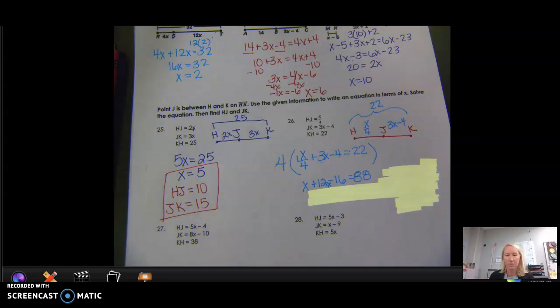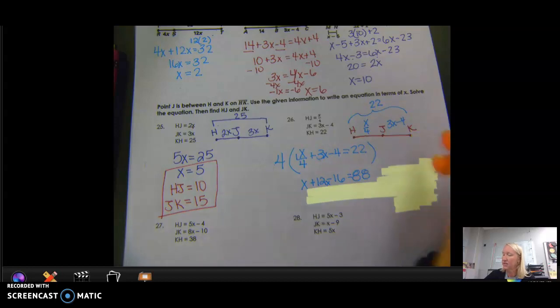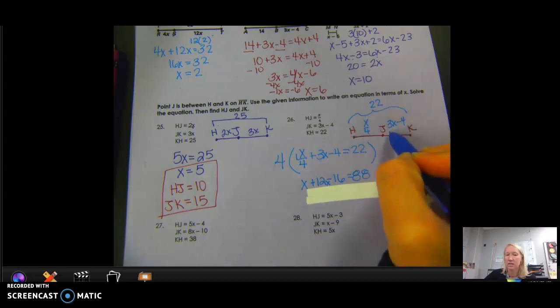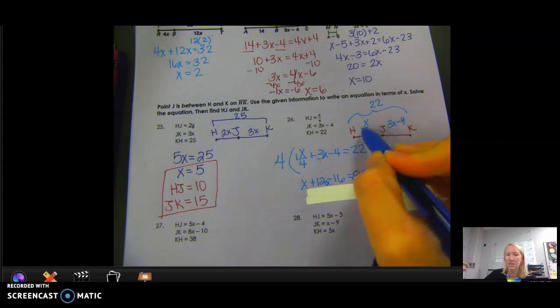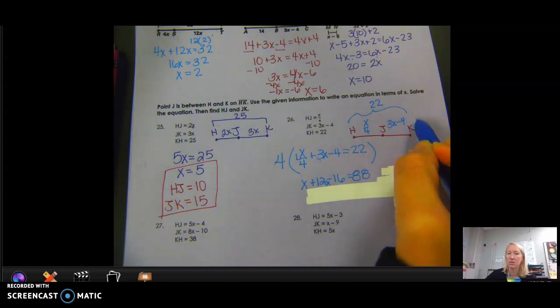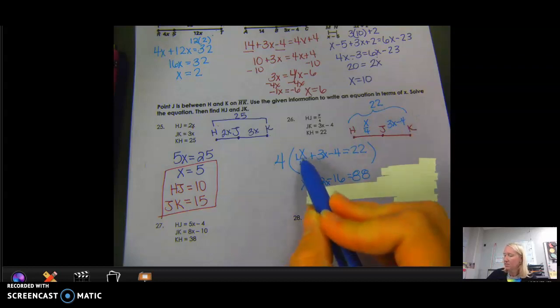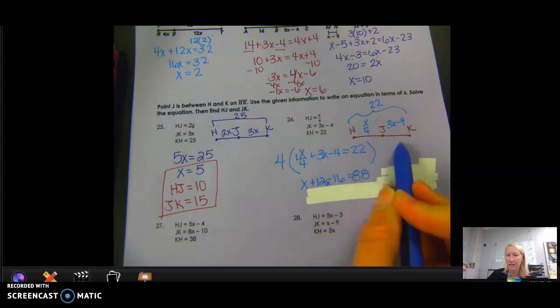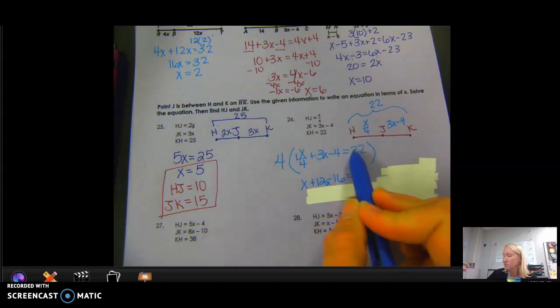Okay, I'm not sure how much in the last video you got of this, but I made a mistake as I was going through it, so I kind of deleted what I did. So I drew H to K, J is in between it somewhere, so H to J is x over 4, J to K is 3x minus 4, and the whole distance is 22. So I set that up: x over 4 plus 3x minus 4, so these two added together, equals 22.